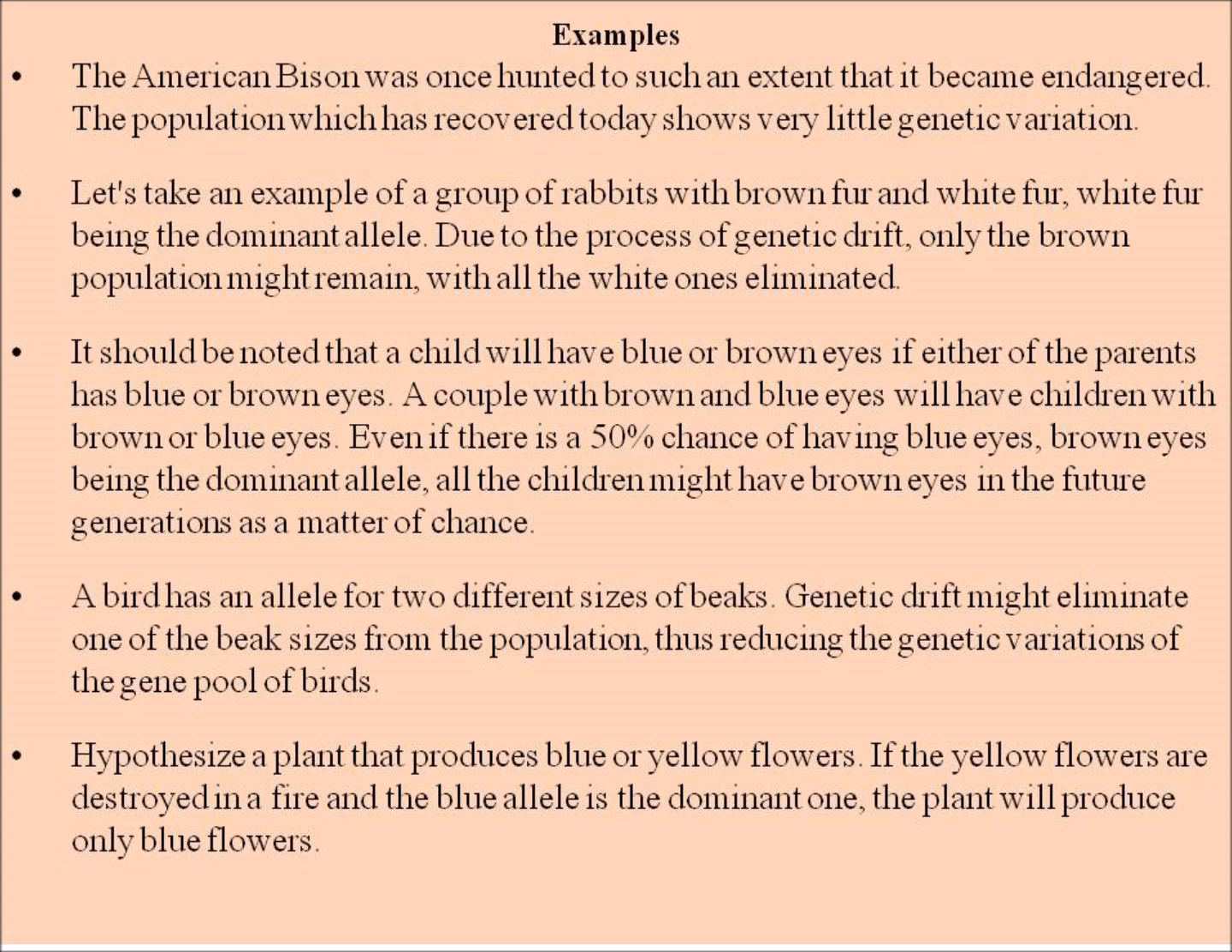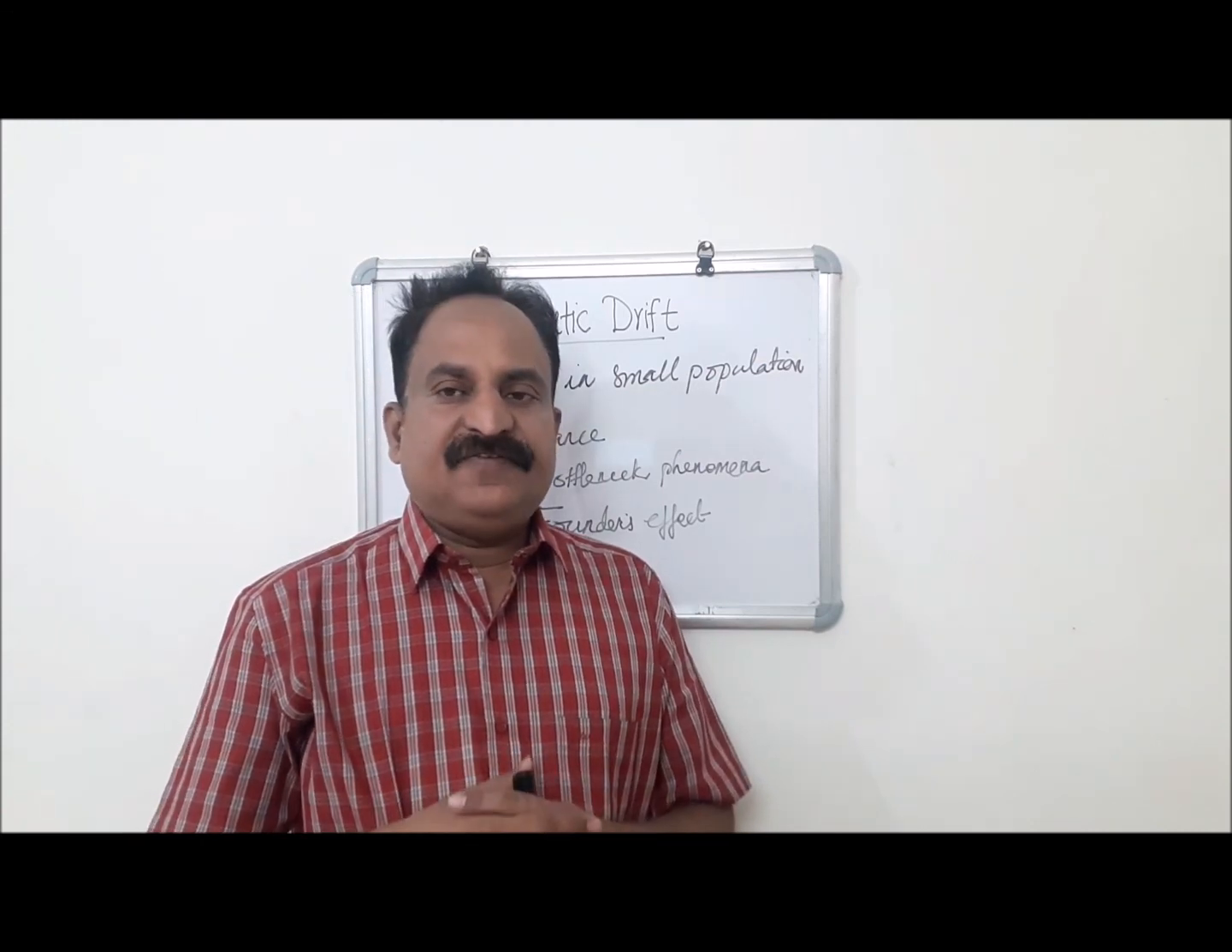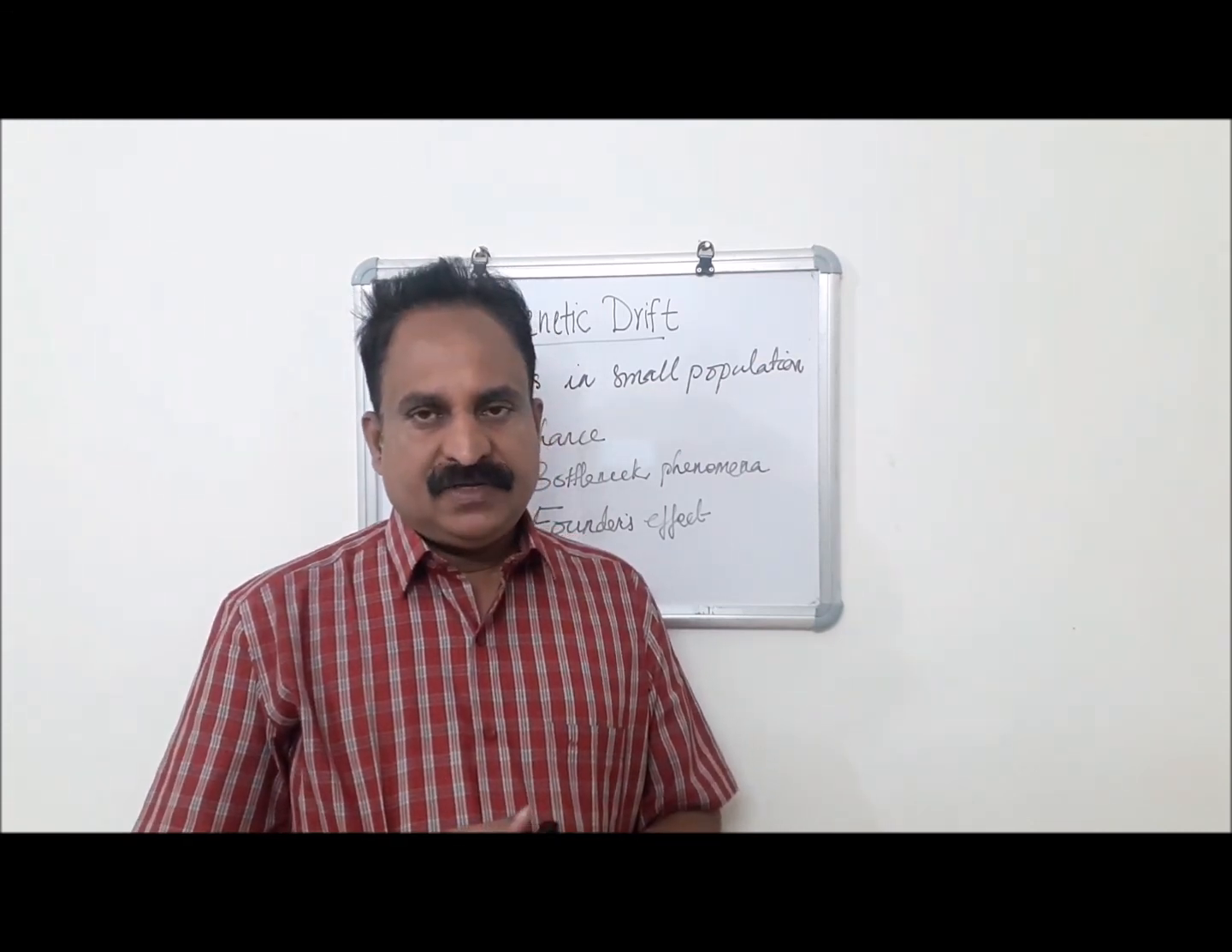Next, a bird has alleles for two different sizes of beaks. Genetic drift might eliminate one of the beak sizes from the population, thus reducing the genetic variation of the gene pool of birds. Hypothesize a plant that produces blue or yellow flowers. If the yellow flowers are destroyed in a fire and the blue allele is the dominant one, the plant will produce only blue flowers. Here we can see genetic drift versus gene flow.